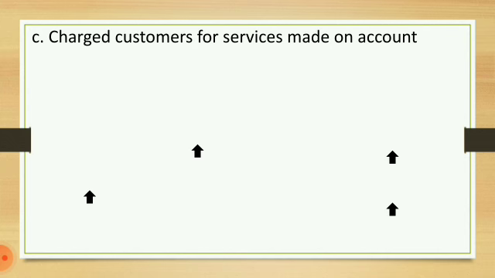All right, so another example. Charged customers for services made on account. I have also discussed this in my previous video that it is important for you to understand the nature of the business first before you record the transactions. Now, what are the 3 types of business that exist in our society? So, just to recap, we have manufacturing business, we have merchandising business, and we also have service business.